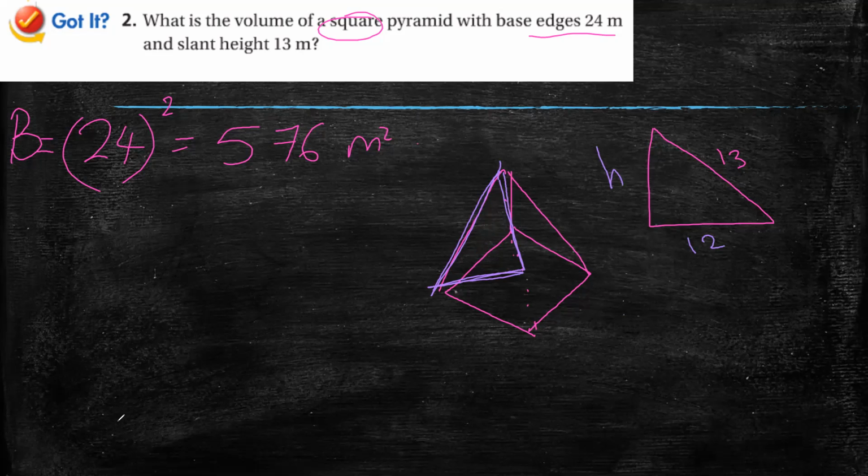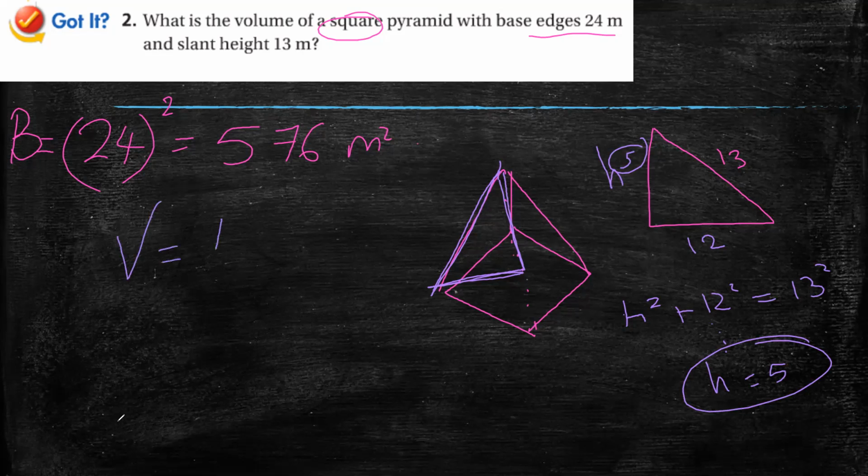By the Pythagorean theorem, h squared plus 12 squared equals 13 squared. After you finish, you will find that h is 5, because of the basic triangle 5, 12, 13. So the height here is 5. So I find now the height, and I find now the area of the base. I can find the volume, which is third b times h.